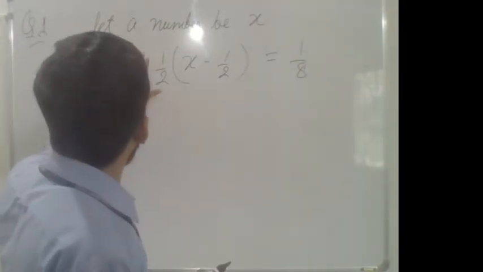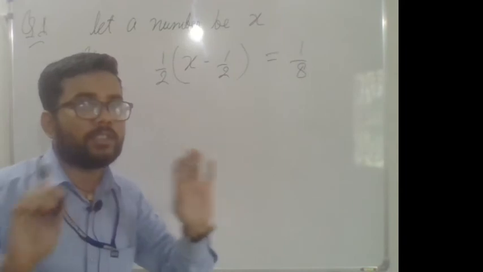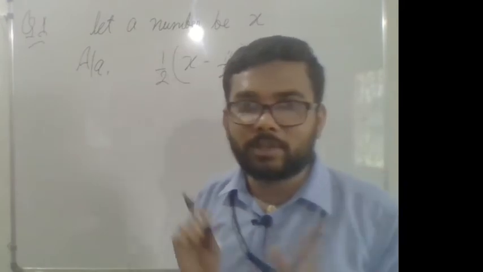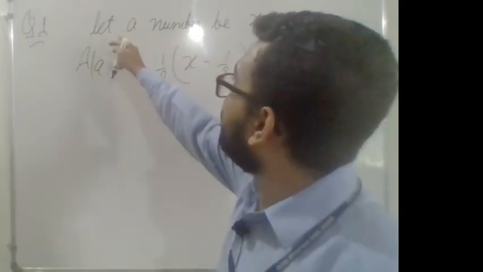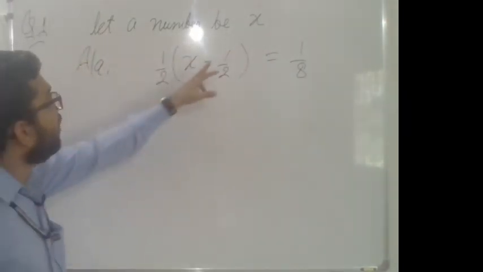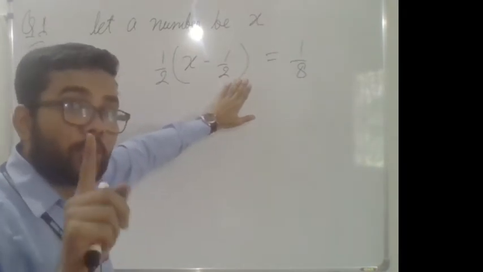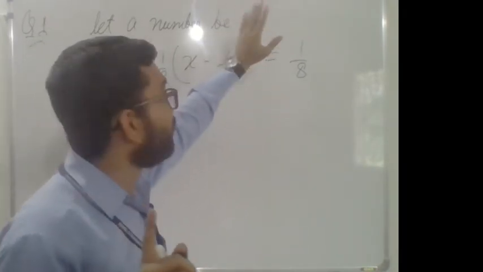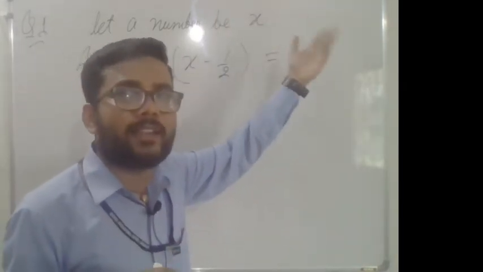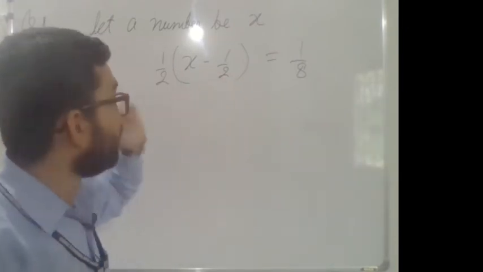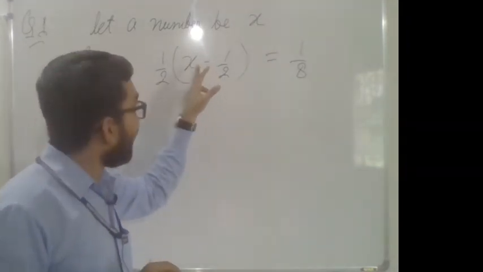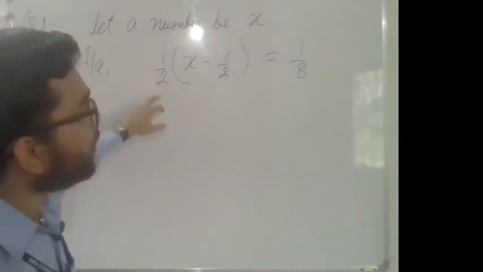Just go through the question. Just try to read the question first. The question says that when you subtract 1 by 2 from a number, you have to find that number. So I have taken that number as x. According to the first line of the question, I will subtract 1 by 2 from x. If I take y, you can take y, x, z, a, b, c, any alphabet that represents a variable. So when you subtract 1 by 2 from a number and that is multiplied by 1 by 2, you will get 1 by 8.